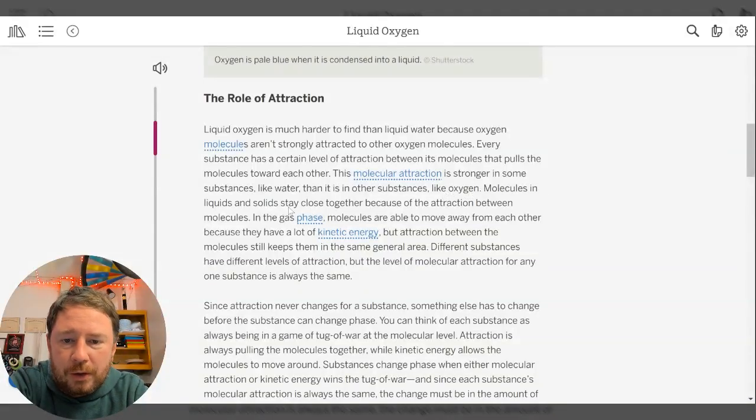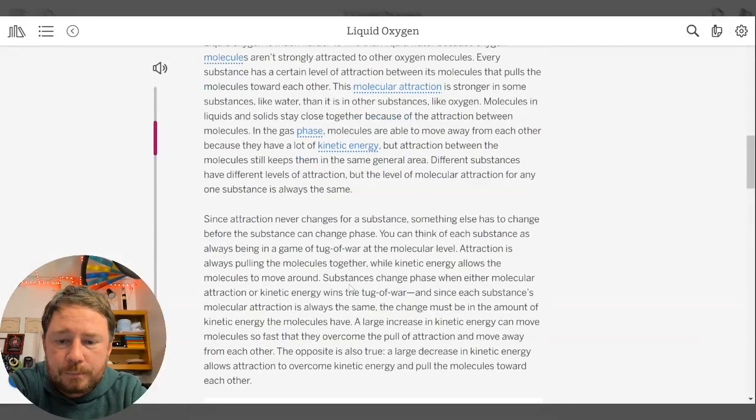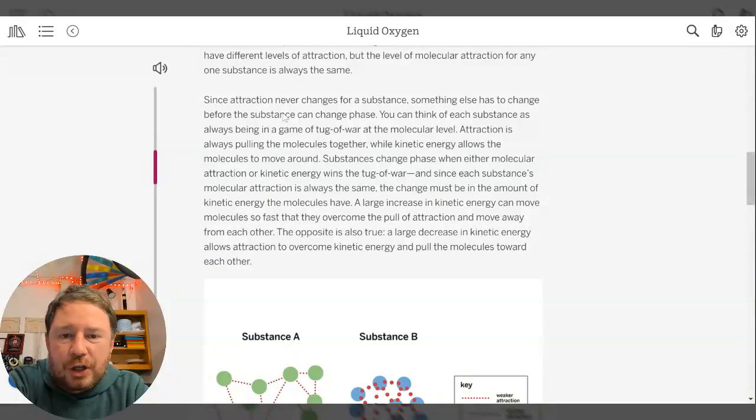Molecules in liquids and solids stay close together because of the attraction between the molecules. In the gas phase, molecules are able to move away from each other because they have a lot of kinetic energy. But attraction between the molecules still keeps them in the same general area. Different substances have different levels of attraction, but the level of molecular attraction for any one substance is always the same. Since attraction never changes for a substance, something else has to change before the substance can change phase.